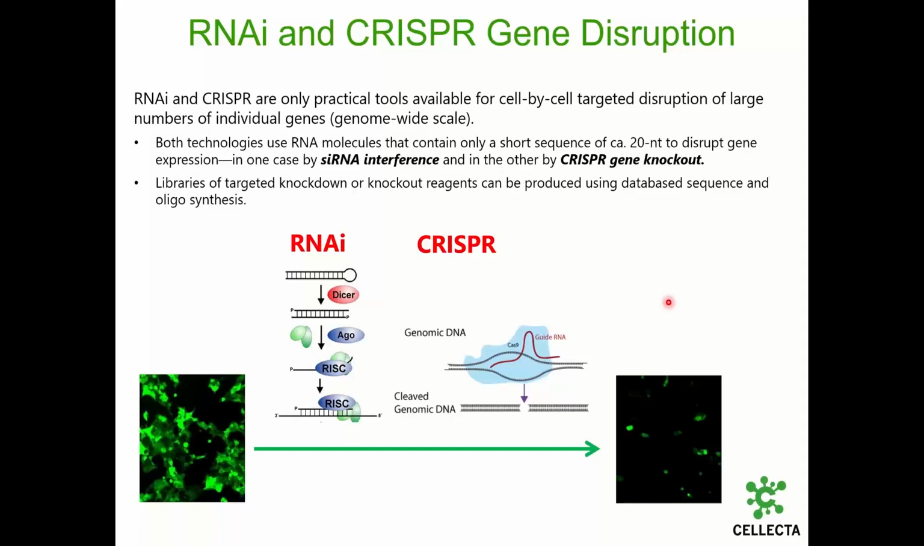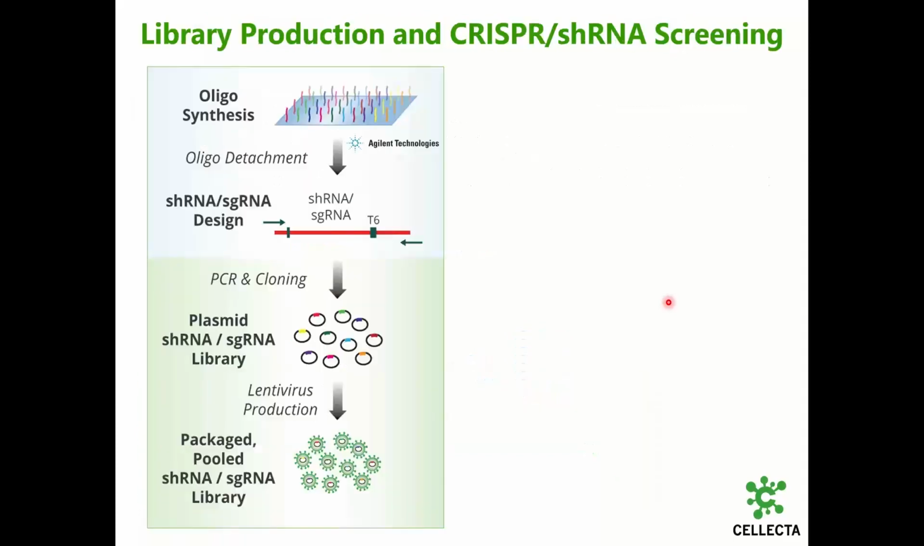The CRISPR pooled screening approach is a very powerful approach to identify genes responsible for driving biological changes. The most common application of this approach is the one that uses the CRISPR sgRNA technology to identify genes that are essential for cell viability.